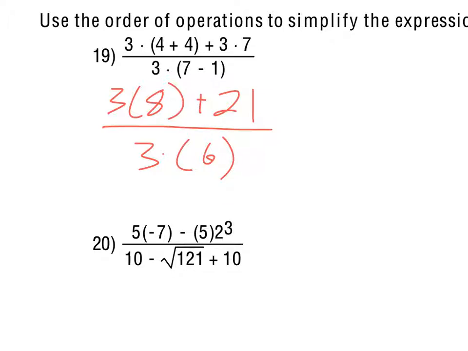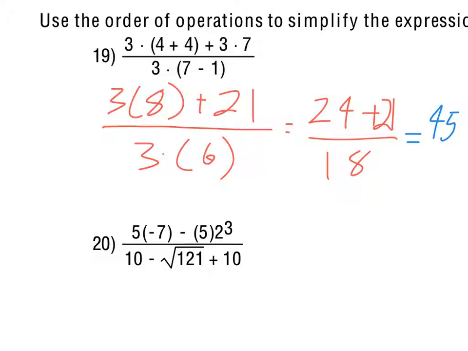In the numerator I would multiply the 3 and the 8 together and get 24 plus 21. And then in the denominator 3 times 6 gives us 18. Add the 24 and 21 together in the numerator for a total of 45 over 18. And that does reduce to 5 over 2. I'm okay with the decimal 2.5 because that is exact.